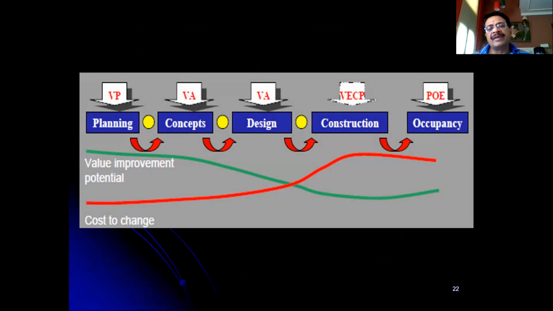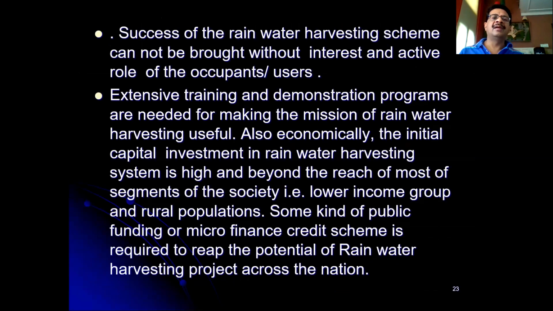And if the project has to change after it is handed over to the clients, after it is commissioned, the cost of bringing changes becomes phenomenal. It's very easy to bring changes right in the planning stage. As the stage goes higher from planning to design, to when the building is under construction, and then finally to occupancy, the cost to change becomes higher and you can make only very limited changes. There is very little value improvement potential in the project.